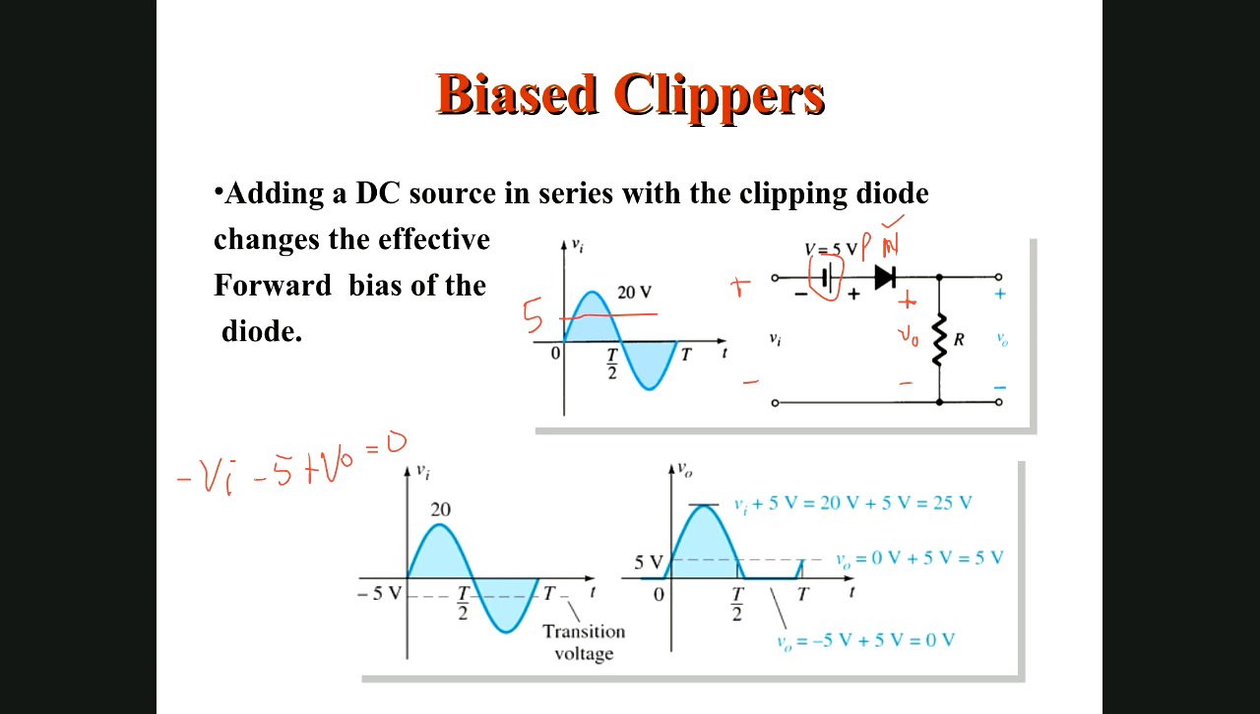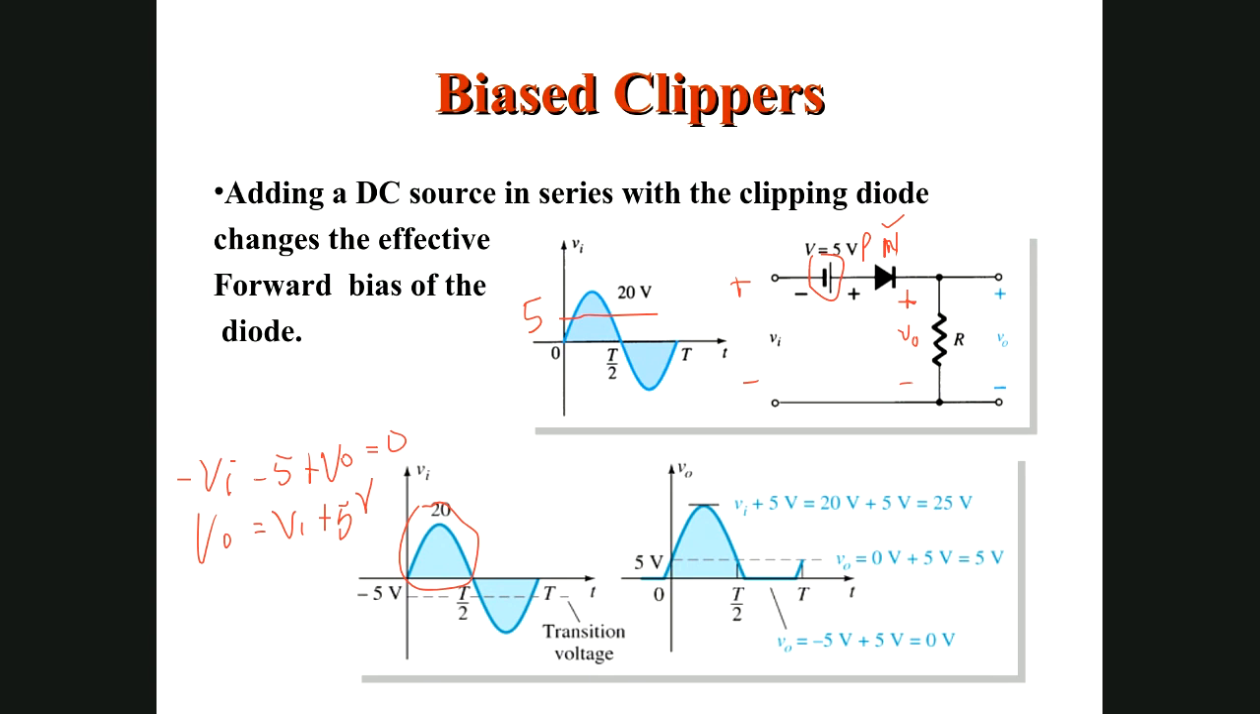So what we want is the output. VO will be how much? Keep everything else on the right side. Minus VI will become plus VI, and minus 5 will become plus 5. So your output will be input plus 5. Now you have to be careful. See this point. This is your positive half, and the solution is for the whole positive half because during the positive half your diode is forward biased.